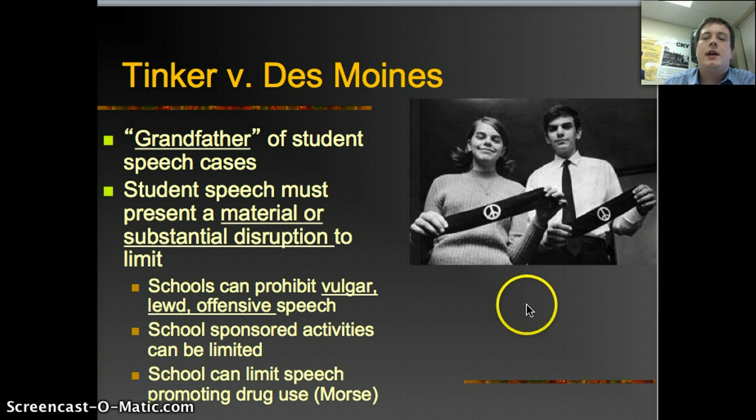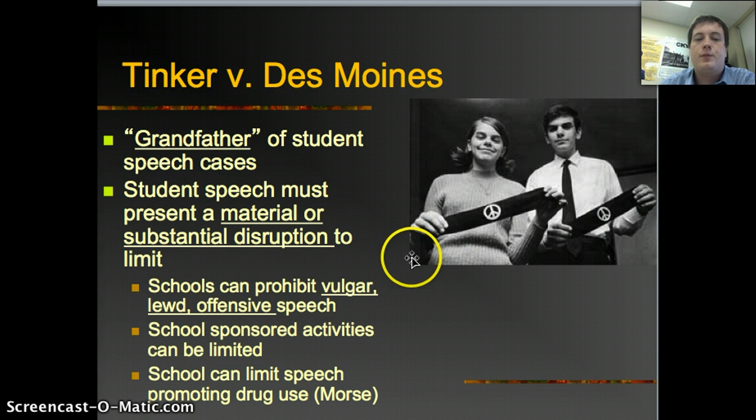Here you see a picture. There were students in Des Moines that were protesting against the Vietnam War, and they wanted to wear black armbands with peace signs on them as a visible sign of protest. The schools were upset about this and suspended them. They sued, and the courts agreed with the school district that student speech can be limited if it presents a material or substantial disruption. And so what we find out is that student speech is protected, but there are some parts of it that aren't.